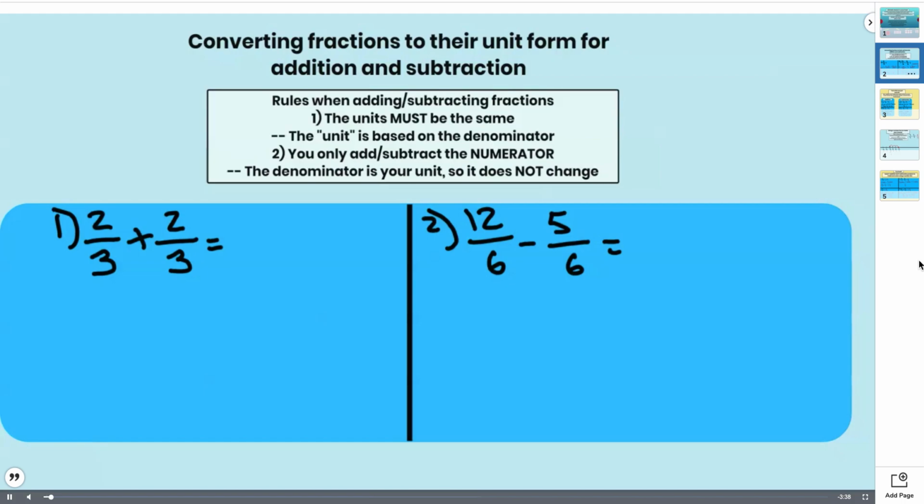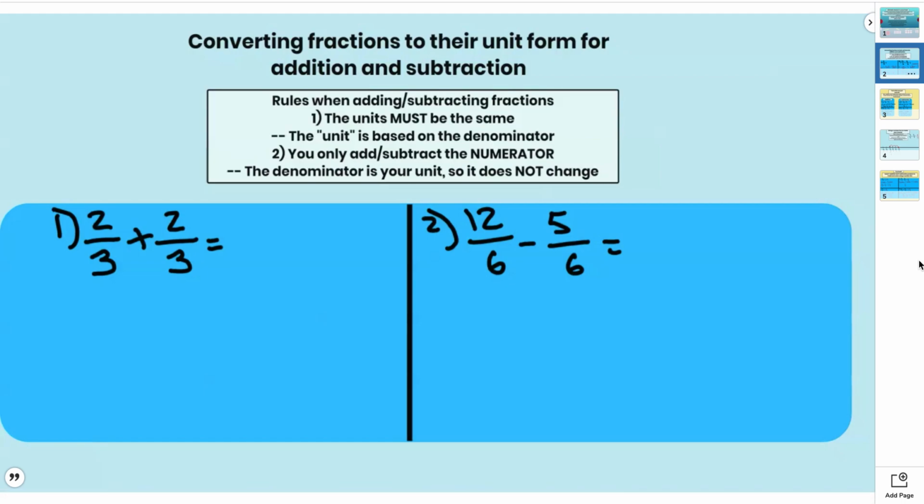We're going to start off with converting fractions to the unit form for addition and subtraction. The rules are: number 1, when adding and subtracting fractions, the units must be the same, and our unit is based on the denominator. Number 2, you can only add or subtract the numerator. The denominator is your unit, so it will not change.